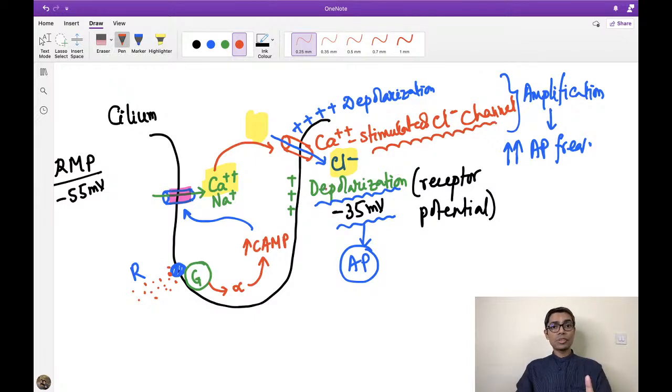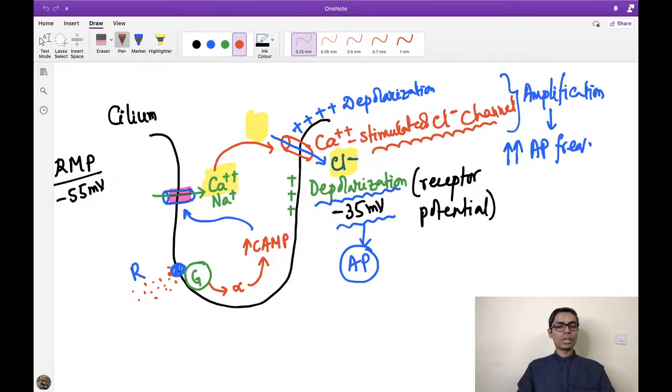Not only this bipolar sensory neuron for olfaction, remember this calcium stimulated chloride channel is also present in the photoreceptor, that is at the level of the retina. It is also present in some of the smooth muscle, and it is also present in some of the epithelial surface. So 4 areas I have to remember for this special type of chloride channel: one is the bipolar sensory neuron of olfaction, second is the photoreceptor cell, third is the smooth muscle, and fourth is some of the epithelium cells. And everywhere this channel is responsible for amplification of the signal, which will be helpful for the action potential generation.